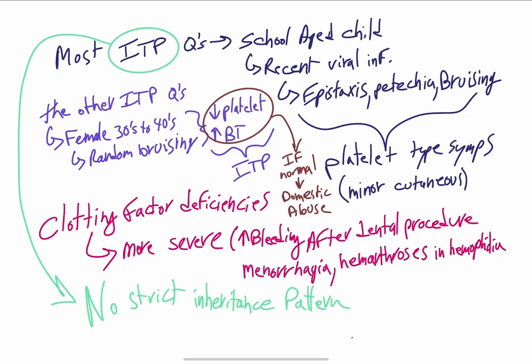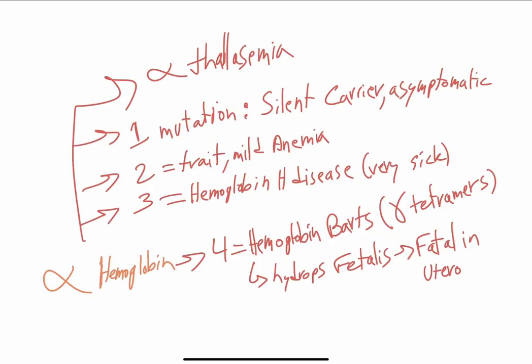Let's run through the incorrects to see why they are incorrect. So, beginning with alpha hemoglobin, this is alpha thalassemia. If you have one mutation, you're a silent carrier and asymptomatic. If you have two mutations, you have alpha thalassemia trait, resulting in mild anemia. If you have 3 mutations, this is hemoglobin H, and you will be very sick. If you have 4 mutations, this is known as hemoglobin Bart's. Hemoglobin Bart's will give you gamma tetramers. This leads to hydrops fetalis, usually fatal in utero.